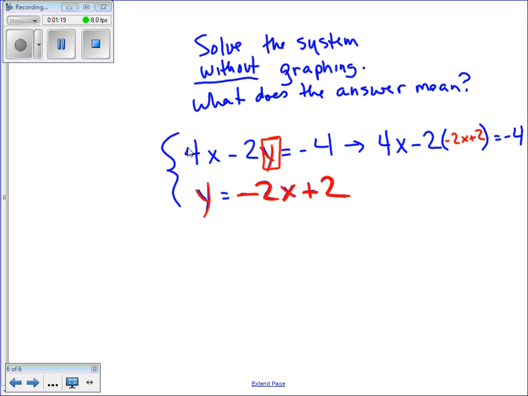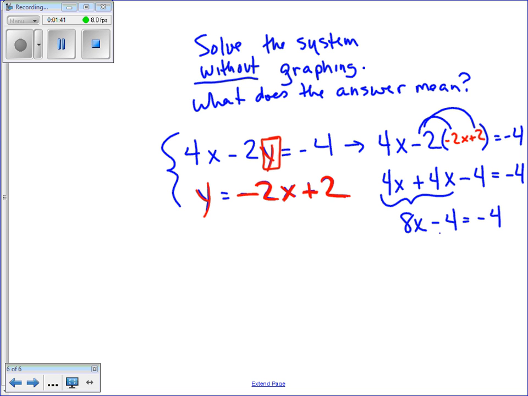So all I did was replace the y with negative 2x plus 2. And now I'm going to solve it just like I'd solve any other problem. So 4x, and then I see that I can use the distributive property to get rid of those parentheses. So plus 4x minus 4 equals negative 4. Now, when I add 4x and 4x together, I get 8x. And now if I add 4 to both sides, I get 8x equals 0. The only thing for x to be then is 0, because 8 times 0 is 0.